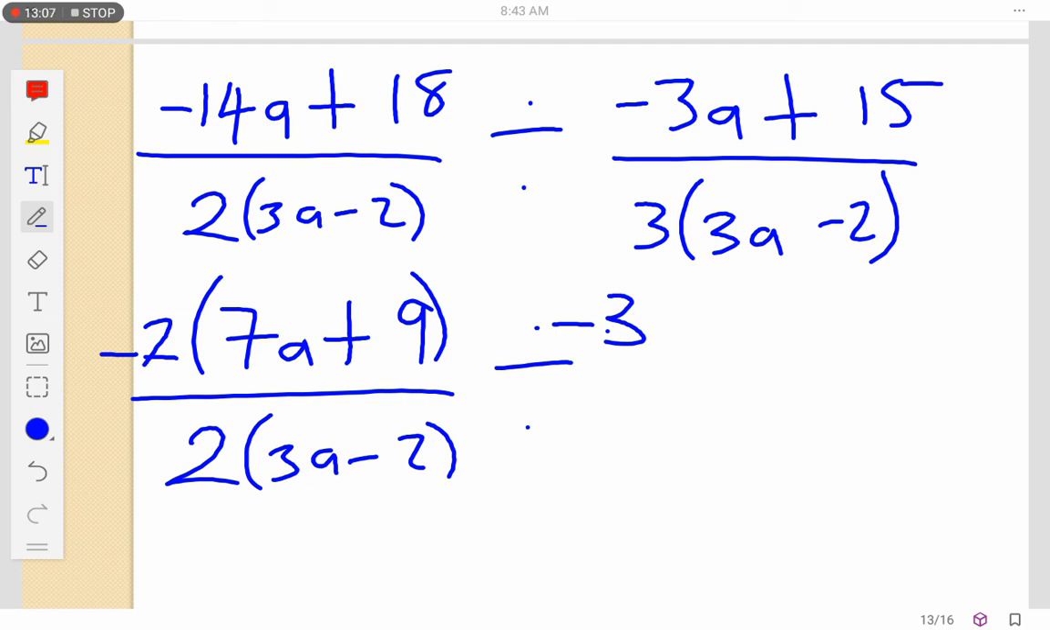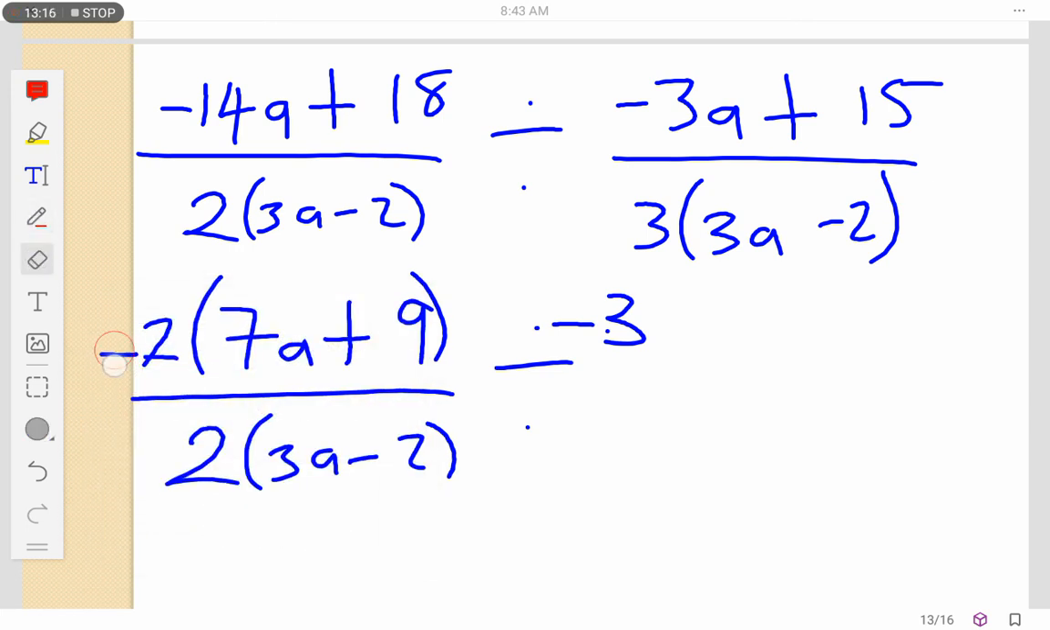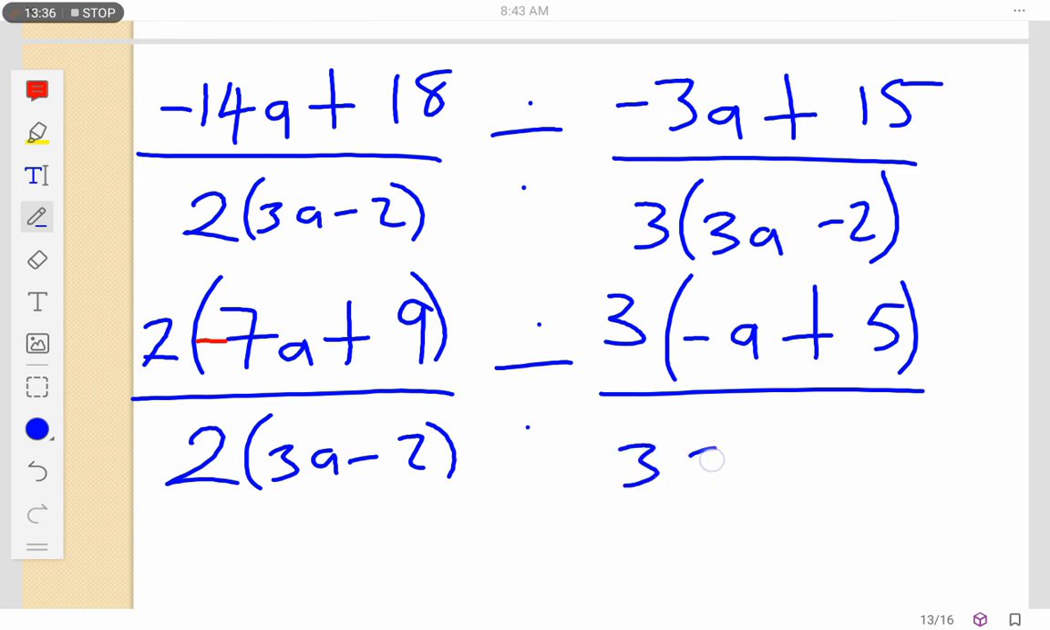Oh sorry, let me not take the negative there. Let me not take it. If I take it, it's going to confuse you. Let me just put it where it was. Okay, so that I have minus here. Okay, so here I've got minus 3, so I'm just taking positive. Let me take a positive as well here. Okay, so if I take a positive here, I'll have 3 outside and minus a plus 5 over 3 by 3a minus 2. Now we have that.